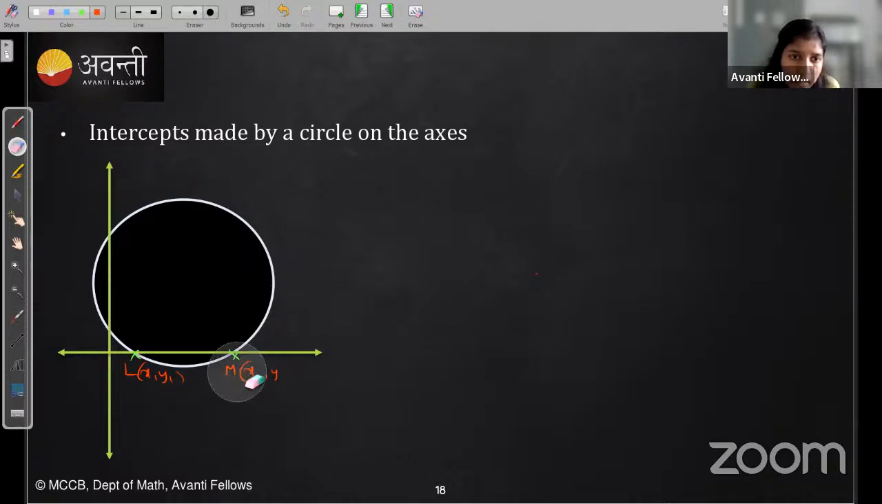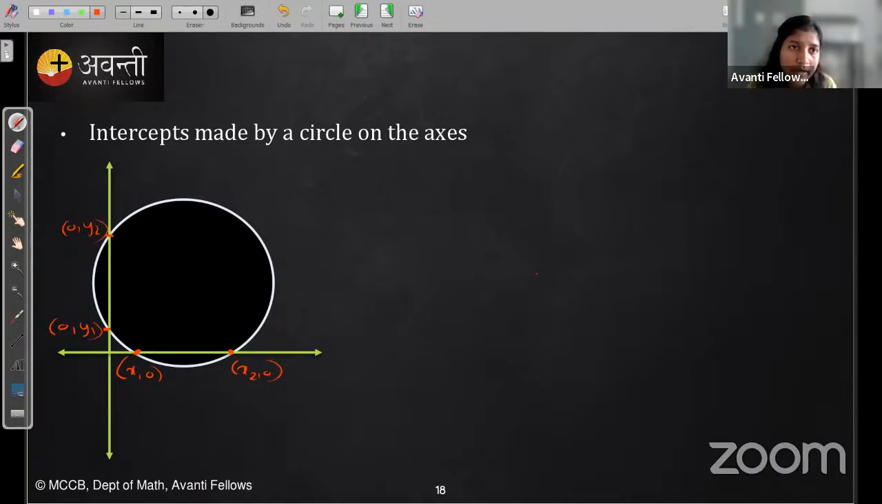wait a minute. This is y-intercept, right? Sorry. This is nothing but the x-intercept because they are cutting the x-axis. When it is cutting the x-axis, y will be what? 0. The y value will be 0. So the coordinates of these I can write as x1, comma 0, and x2, comma 0. Similarly, this is the y-intercept. So here the x value will be 0. Coordinates of these I can write as 0, comma y1, and 0, comma y2.